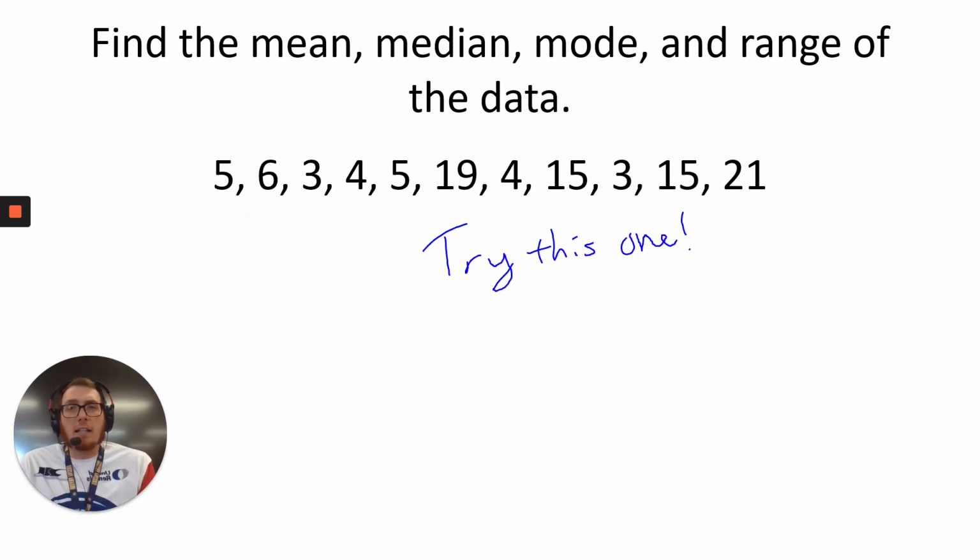The second data set, I'm going to have you try to find the mean, median, mode, and range of this data. Go ahead and try that one out. For the mean, add up all the numbers and divide by the total amount of numbers. For the median, you have to find the middle number. Don't forget you have to order them first. The mode is the one that occurs the most, and the range of the data set is the highest minus the lowest. Please make sure you try that.